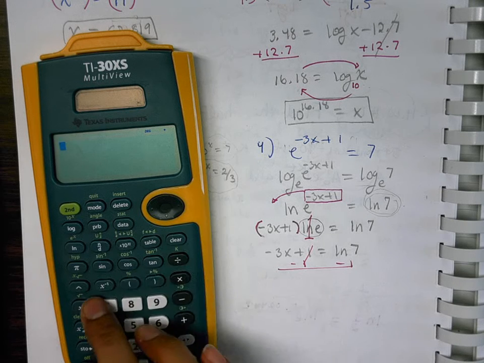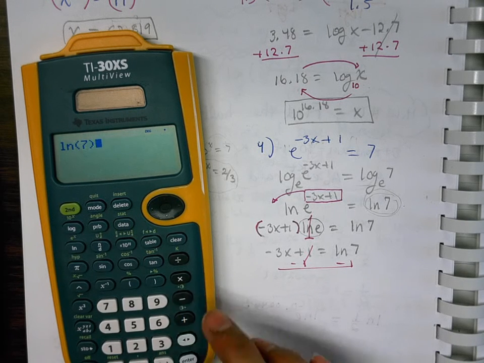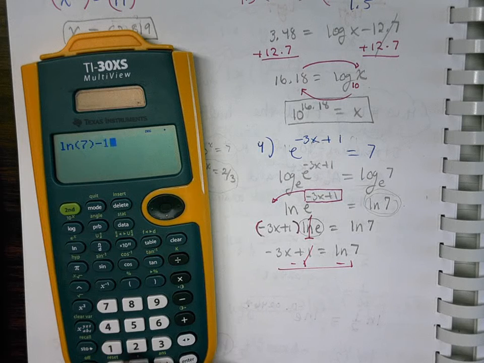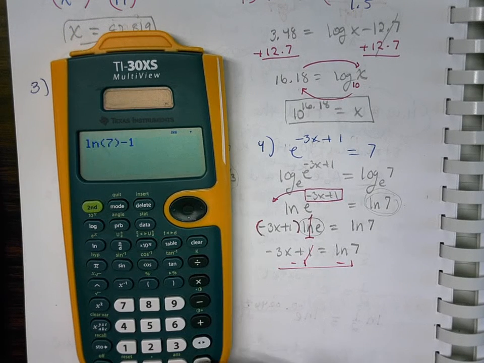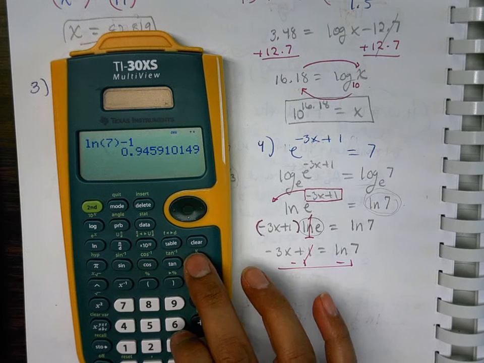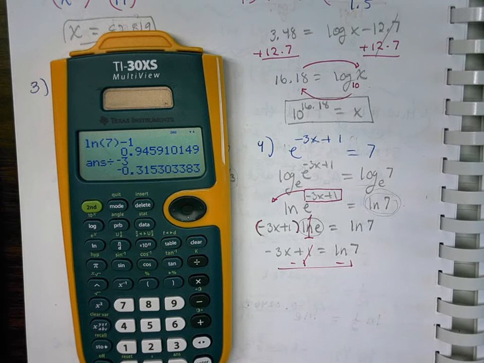So where am I at? ln 7, close parentheses, minus 1. I'm going to hit equals before I hit divide. Equals, and then divide by what? Negative 3. This is done. So you get how to do that? Is that all right?